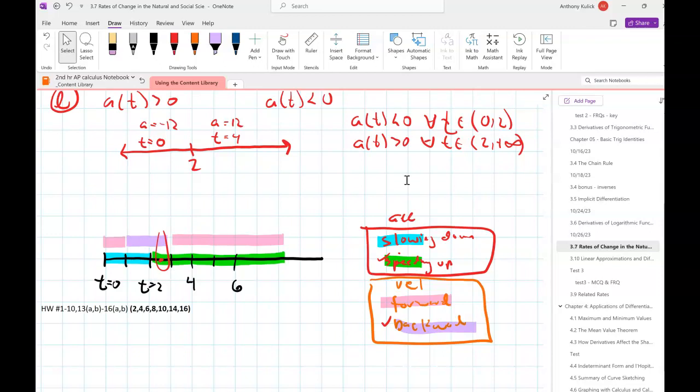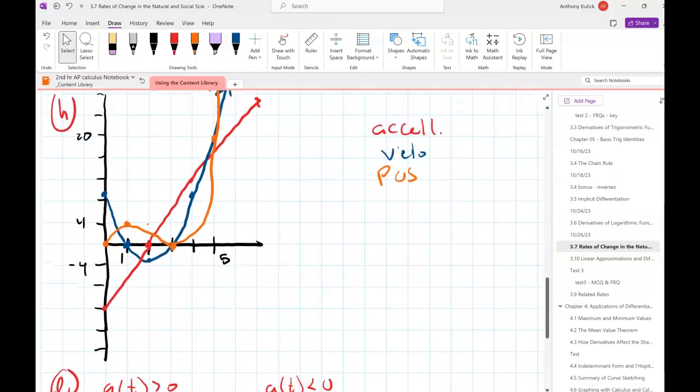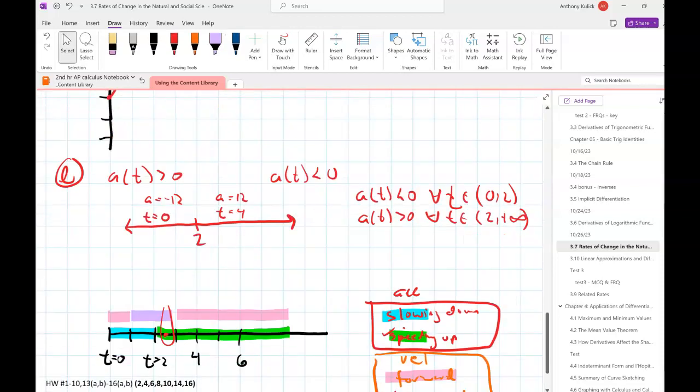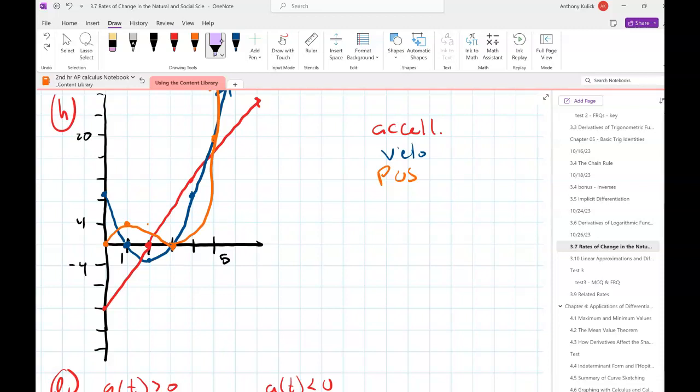Why is it not speeding up the whole time? Isn't it speeding up the entire time? No, because we have this section of our velocity that's below the x-axis, right? That's negative velocity. That's moving backwards, right? And we have negative acceleration here. That's slowing down, right? To be constantly speeding up, it would have to be linear and never cross zero.